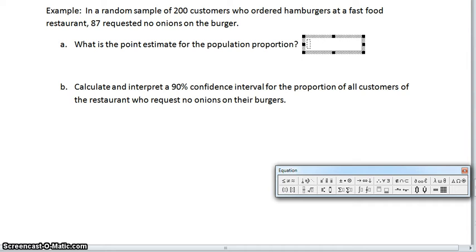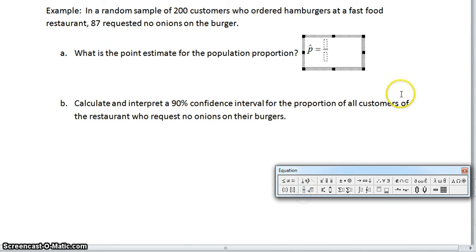hamburgers at a fast food restaurant, and 87 of them requested no onions on the burger. So the point estimate for the population proportion is the sample proportion. And the symbol for the sample proportion is a P with a hat on top. So that's P hat equals, and it's always X out of N. And remember that, because that's the key for how you know this is a proportion problem. Okay? Plus they're using the word proportion. But you're always looking for X out of N.